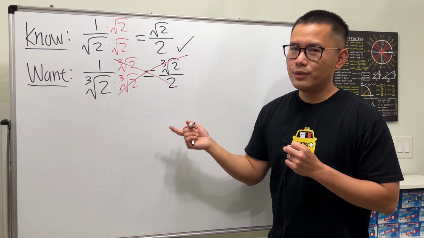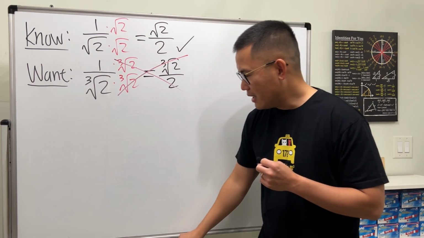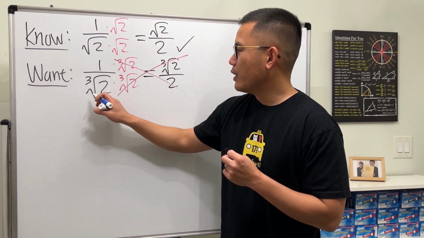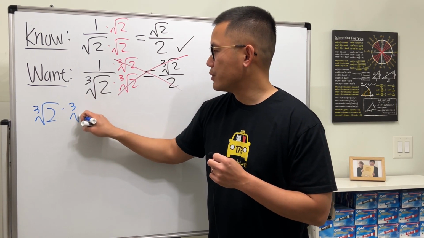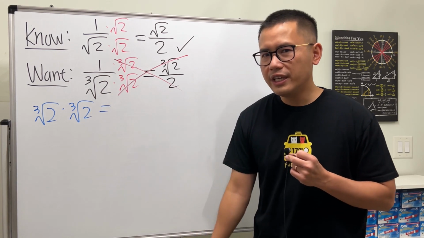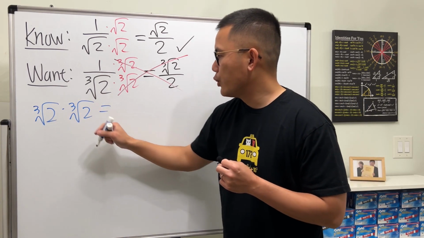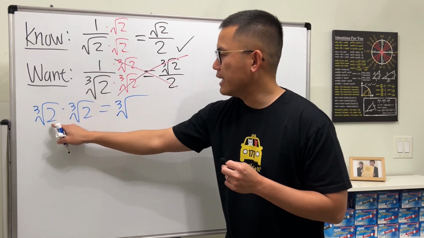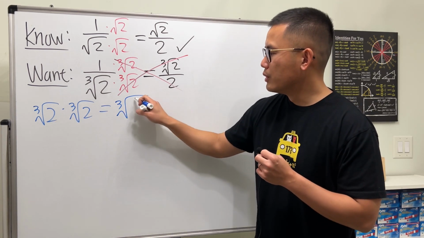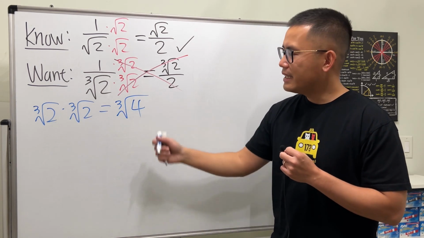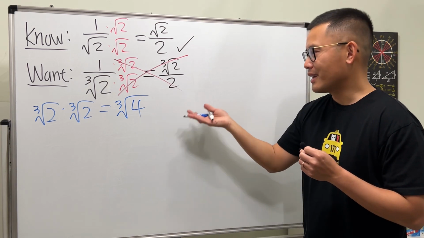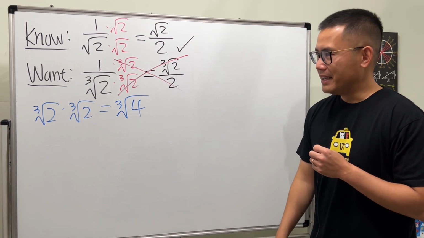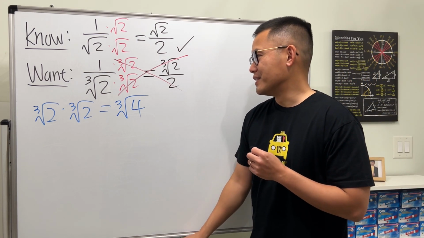Why is this wrong though? Well, we just have to be careful with it. Because if you take a look right here, when we have the cube root of 2 times the cube root of 2, what do we really get? We keep the cube root, we multiply the insides, 2 times 2, we get 4. And the cube root of 4 is still an irrational number. So we cannot do anything with that. So how do we solve this?